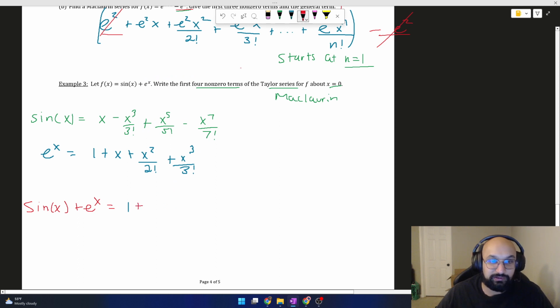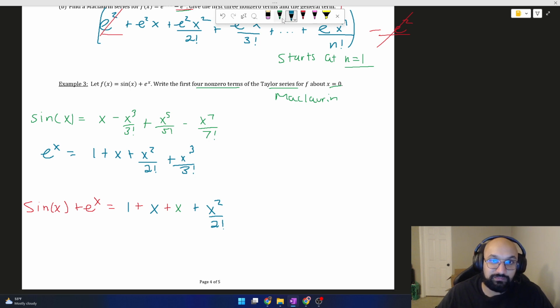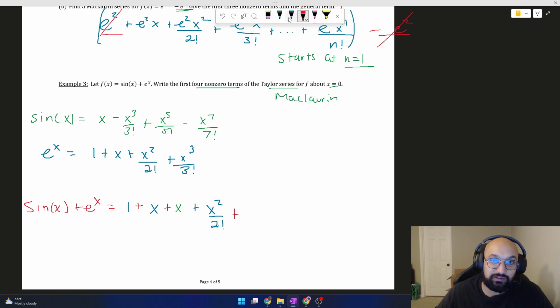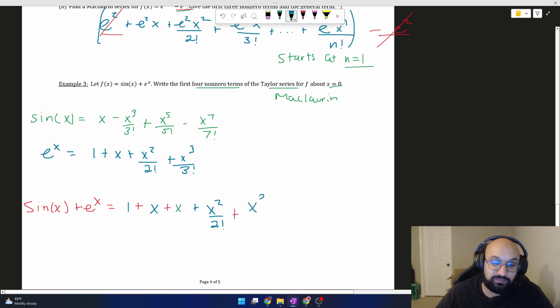We're going to get a blue x and a green x, the blue x coming from e to the x, and the green x coming from the sine of x. For x squared, we're only getting the blue one, so that would be plus x squared over 2 factorial. For the x cubes, we're going to get both of them. However, we're going to notice something interesting may happen. The interesting thing is that they are going to cancel. Because they cancel, that technically doesn't quite count as a non-zero term, so we have to go to one more.